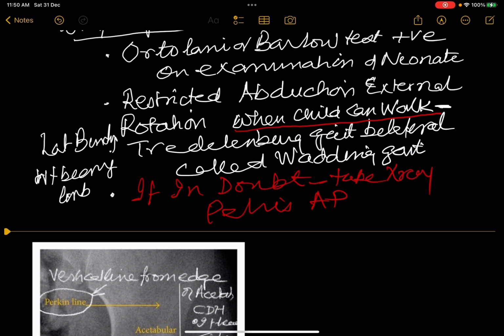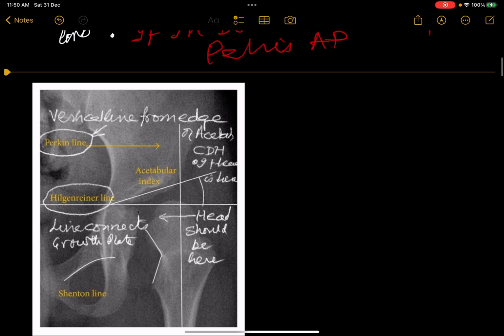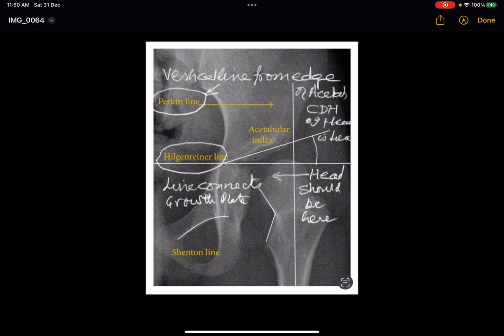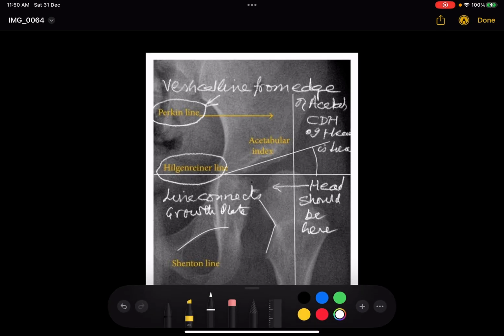Wherever you suspect it, you must do an X-ray of the pelvis, AP view. Here is the X-ray, and you must learn to draw two lines. The first is the line which connects the articular cartilage of both acetabulum. This line is called the Hilgenreiner's line. The second is a vertical line drawn from the lateral edge of the acetabulum. This is called the Perkins line.